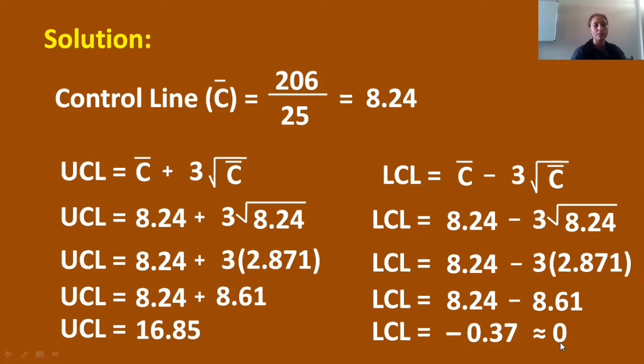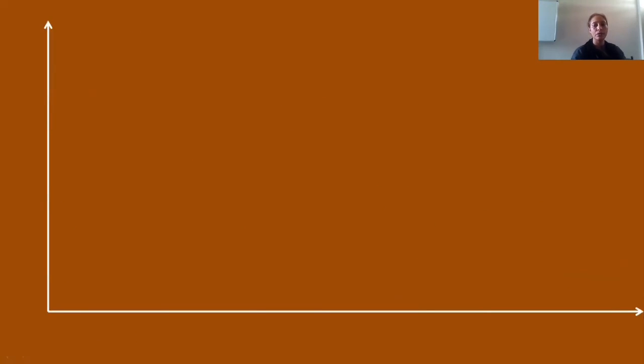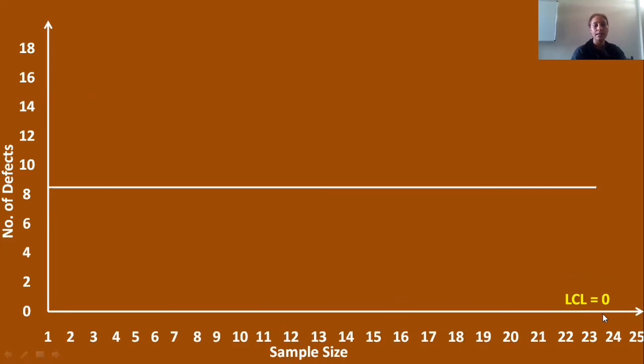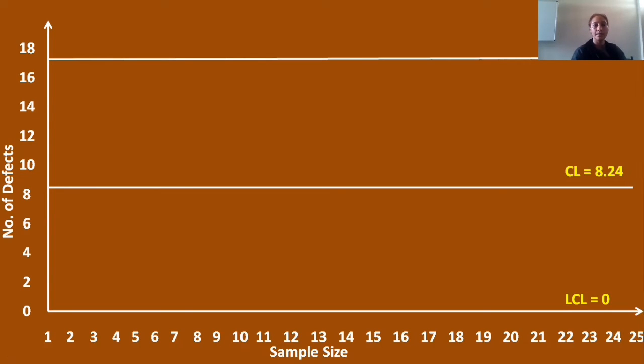Now with this information we will plot the graph. So we are firstly drawing two axes, and on the x-axis we are taking the sample size, and on the y-axis we are taking the number of defects. We need to choose appropriate scale according to the given information. Now we need to firstly draw the three lines. So our lower control line value is 0, that would be equivalent to x-axis. Then this is the control line or the central line, that is the 8.24, and upper control line value is 16.85. Now we draw all the 25 samples defects value on this graph one by one.